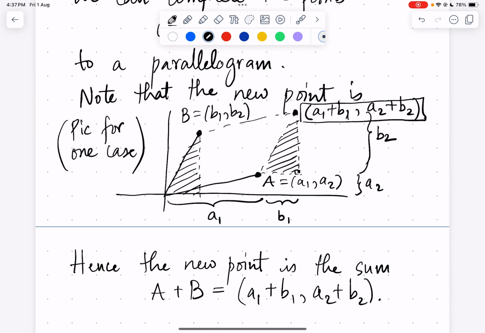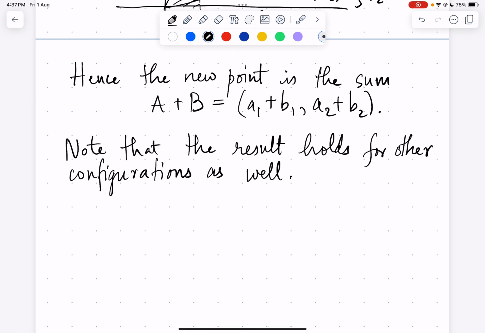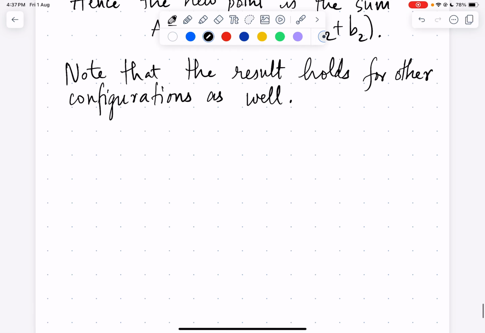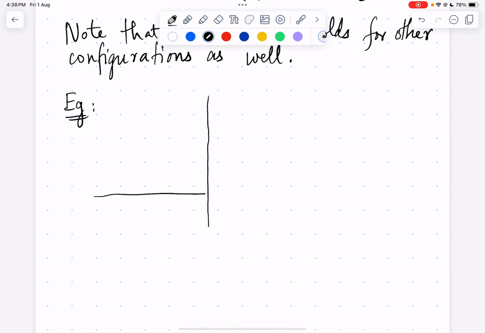So note that the result holds for other configurations as well. Even in other configurations, completing the parallelogram gives the sum of two points. So let's consider one example configuration. So this is point A and this is point B.